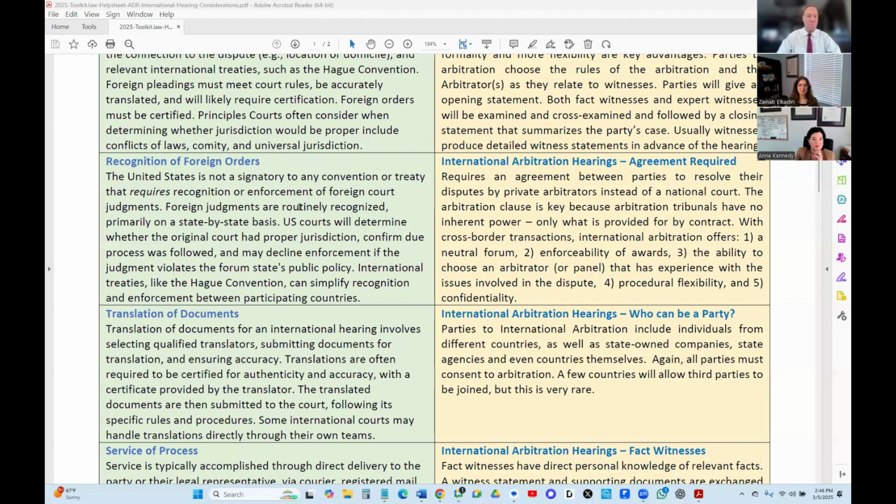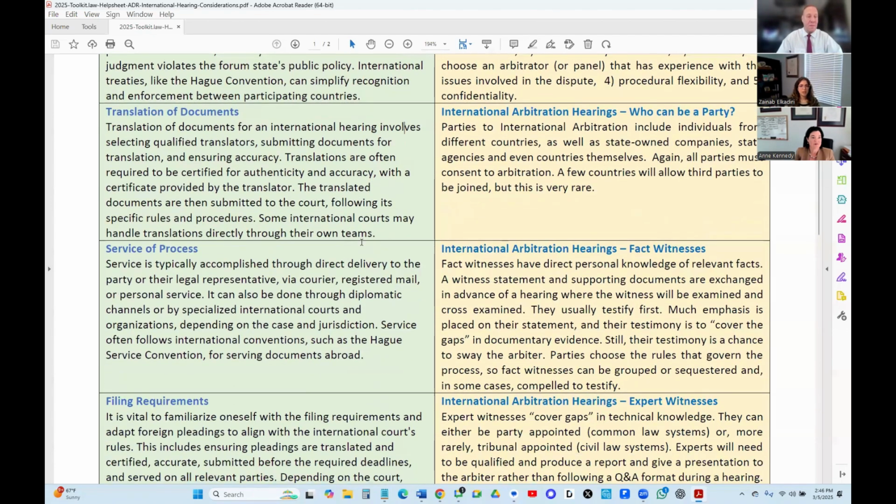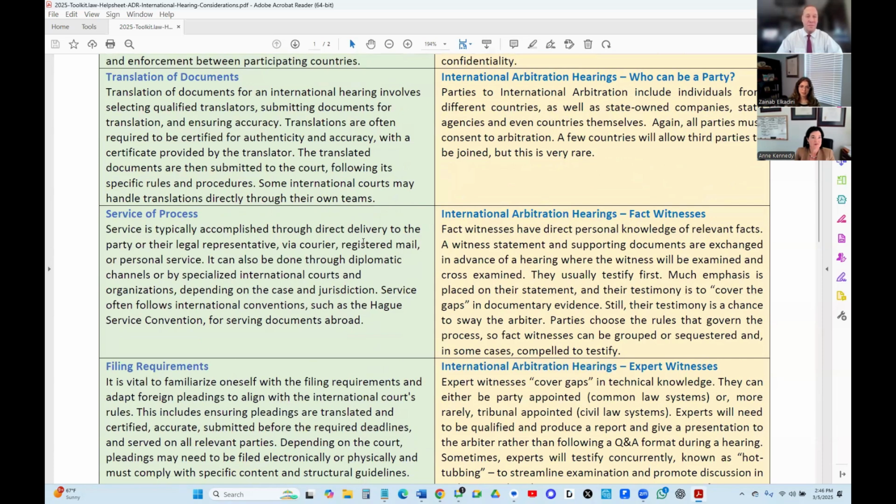That is interesting. International treaties like the Hague Convention can simplify the recognition and enforcement rules between the participating countries, which can save a lot of time and heartache. Regarding translation, translation of documents for an international hearing involves selecting qualified translators, submitting documents for translation, and ensuring accuracy. Translations are often required to be certified for authenticity and accuracy, with a certificate provided by the translator. The translated documents are then submitted to the court following that court's specific rules and procedures. And some international courts may handle translations directly through their own teams.